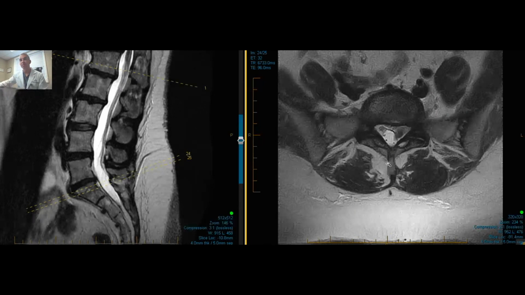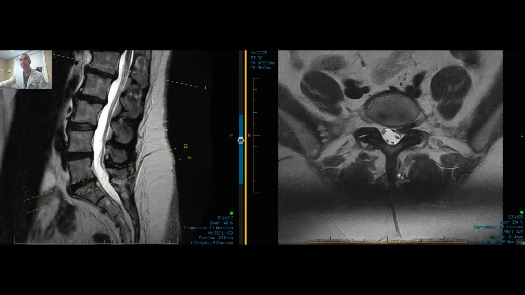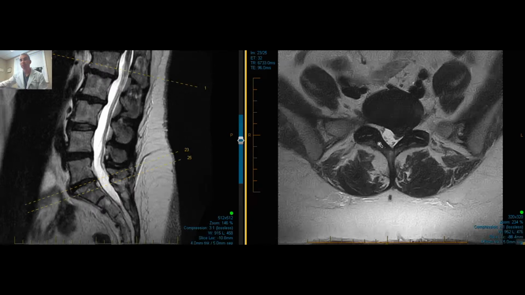So here's a nice example of that spinous process. So this is sort of the bone here. This is the joint that connects one vertebral body to the next one. They're connected by these joints, and that's called a facet joint. You may have heard that term before.